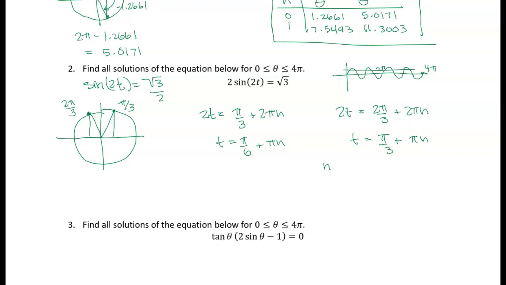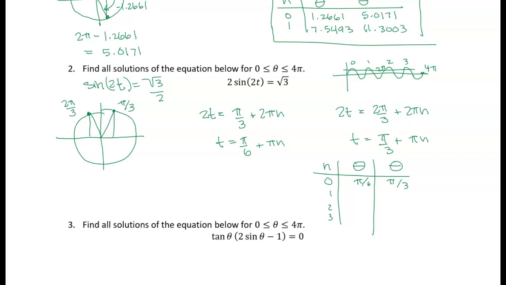So I'm going to write n, and then both of our theta values and all of the angles that are coterminal with those. Okay, so at 0, we've just got pi over 6 and pi over 3. And then we want 0, 1, 2, 3, and that's it, right? Because this is going to be n equals 0, n equals 1, 2, and 3.